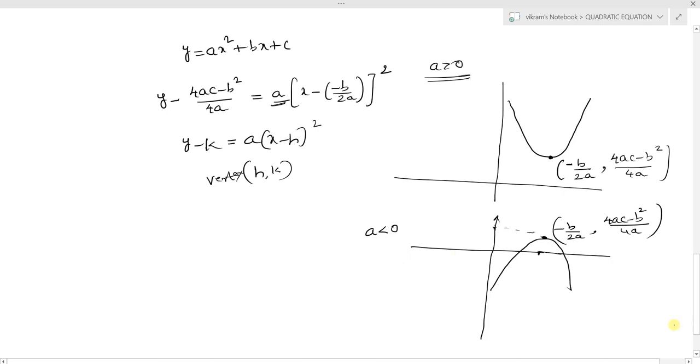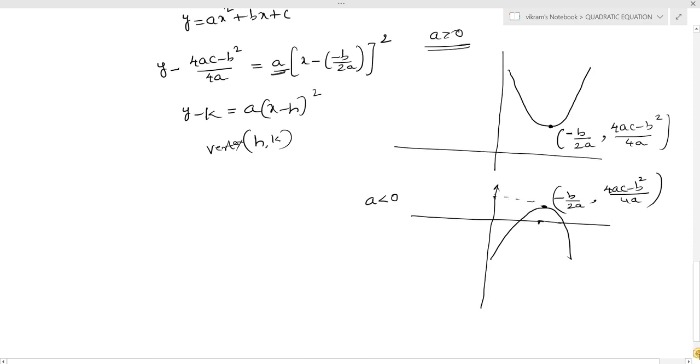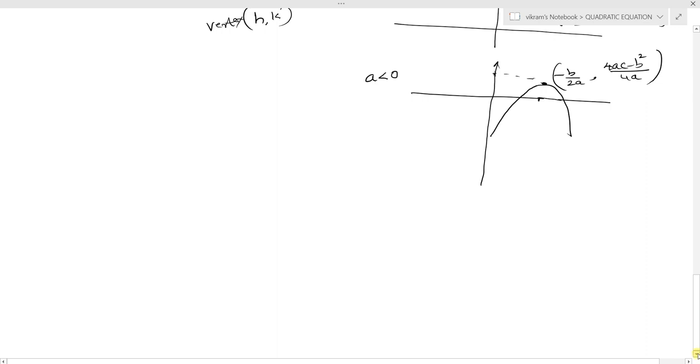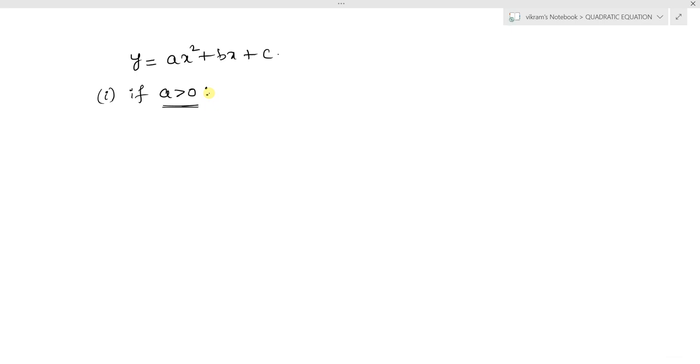Finally we can conclude that y equals ax square plus bx plus c is a curve that depends on the following. The first condition is if a is greater than 0, that is the upward showing parabola, an upward mouth opening parabola.